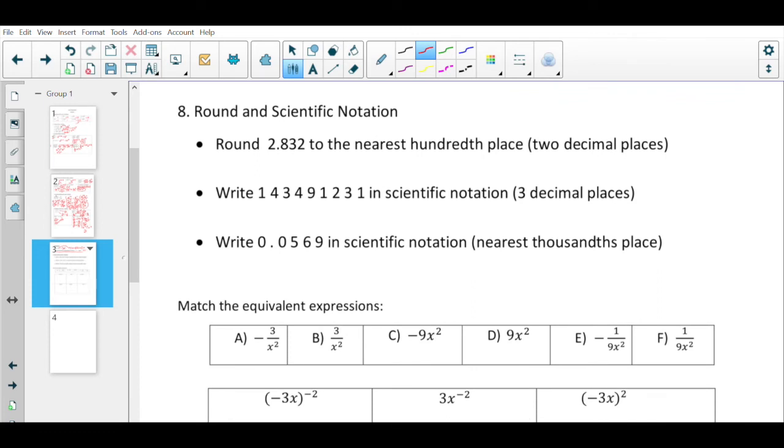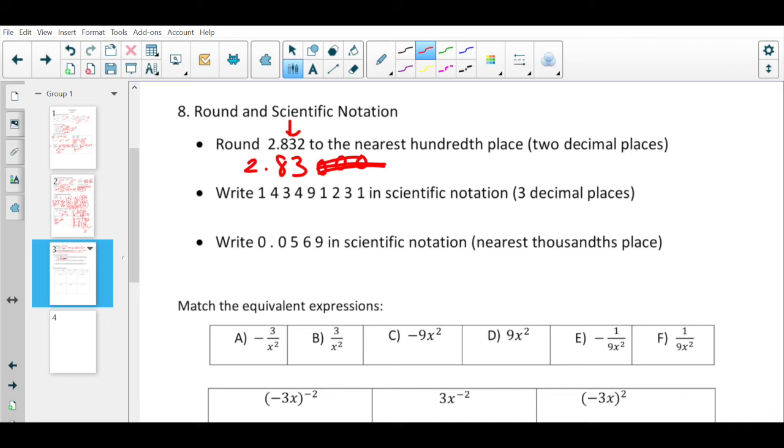Rounding and scientific notation. Round 2.832 to the nearest hundredth place, 2 decimal places. So here is the hundredth place. Look at the number to the right. If it's less than 5, you drop the number and add a bunch of zeros, and you keep that place the same. So here it's 2.83 and 000, right? But essentially it's just 2.83. Okay, right?